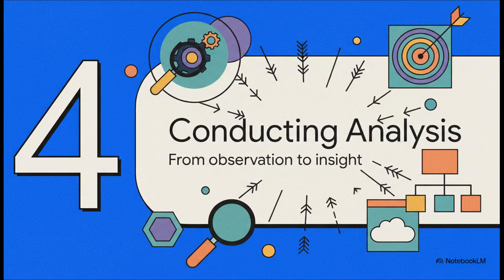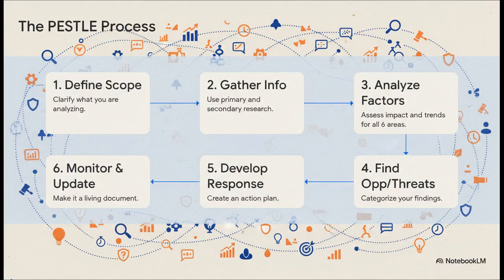Okay, so now you get the 6 factors. But how do you actually use them? Let's switch gears from theory to practice and talk about turning these broad observations into sharp, actionable insights. The process itself is actually a pretty straightforward 6-step loop. You define your scope, you gather information, you analyze the factors to find your key opportunities and threats.